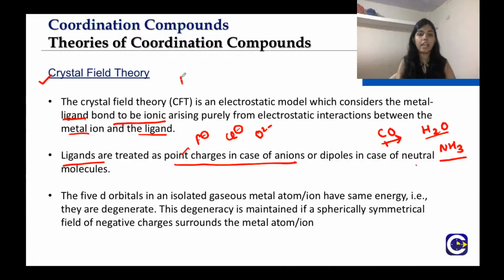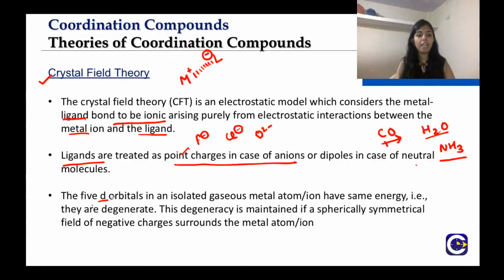So let us say the metal is present here, and the ligand is of negative charge, a point charge basically. So it has an ionic interaction, that means an electrostatic force of attraction is taking place between the ligand and the metal, right?